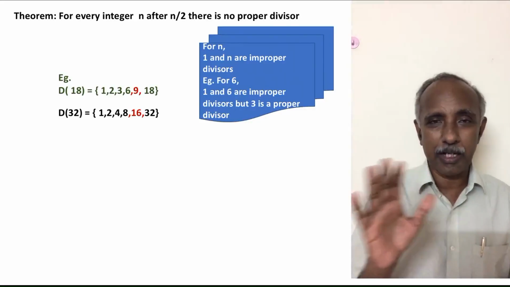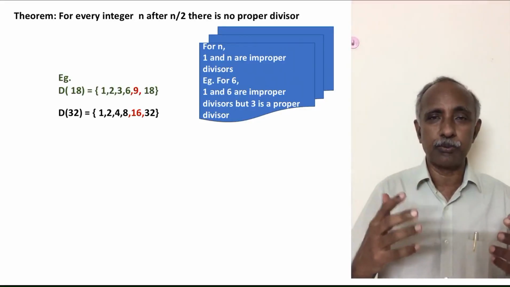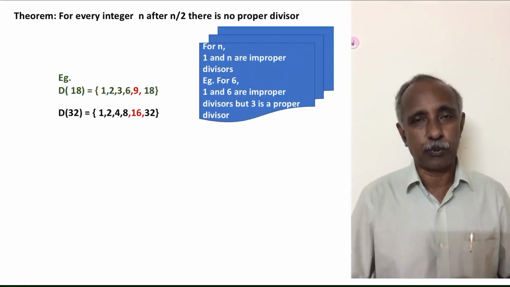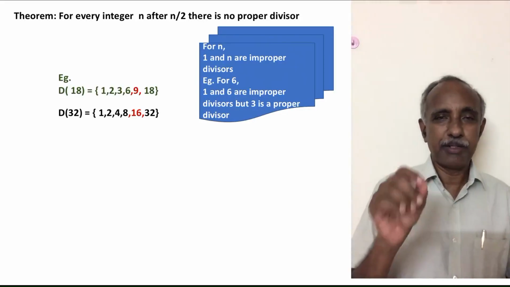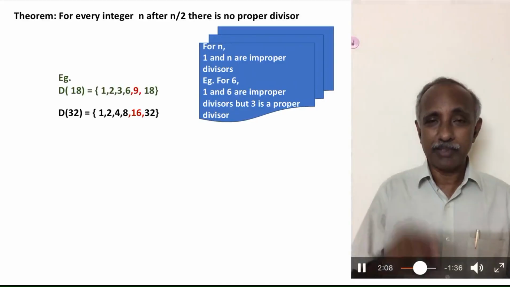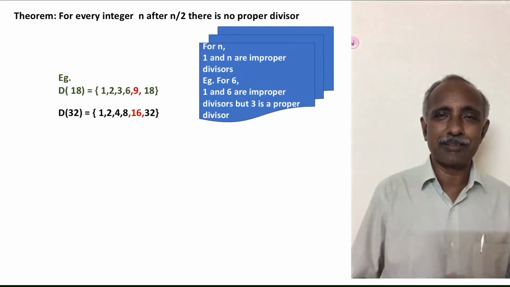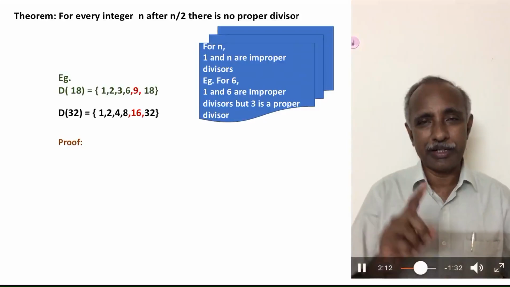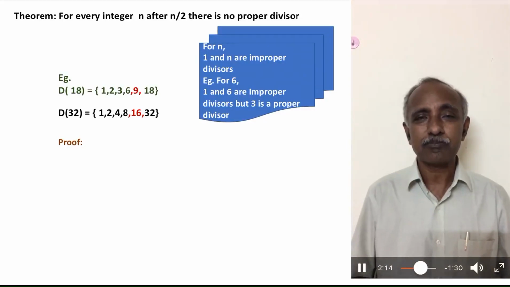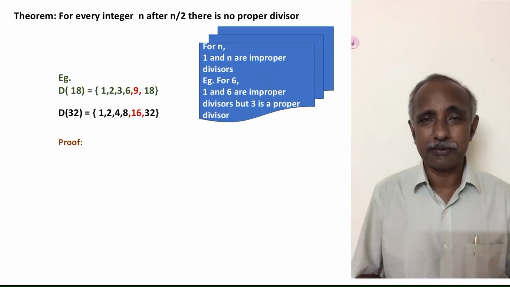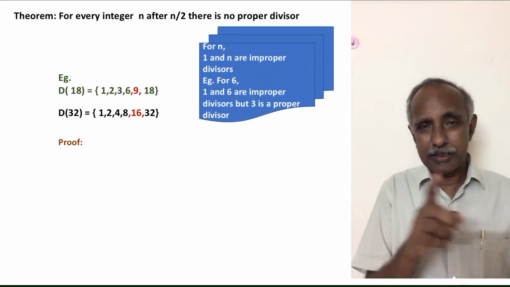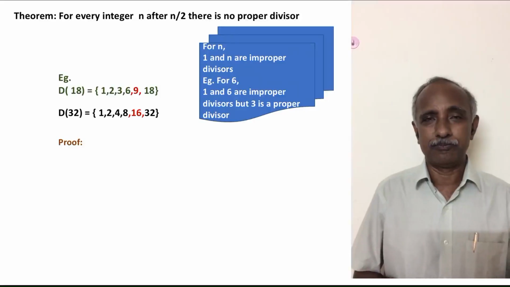But an example cannot be a proof. So we need to prove it in general. That is the analytical approach. So to prove this, let n be the given integer. We shall assume that d is a divisor after n by 2, that is, d is greater than n by 2. That means you can just interchange 2 and n.